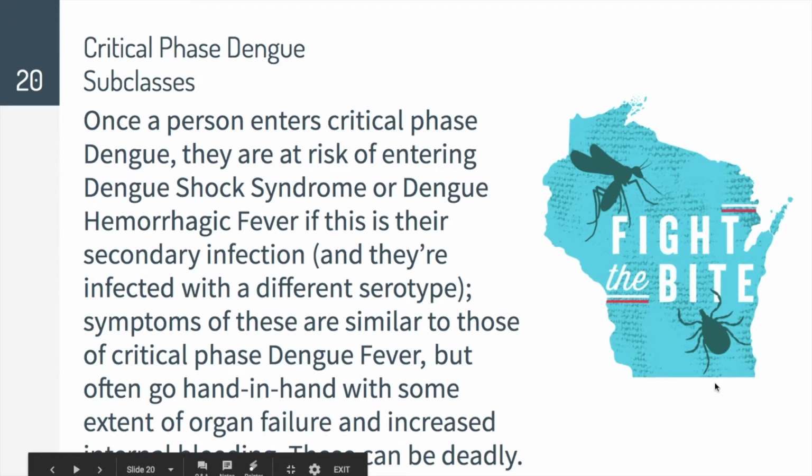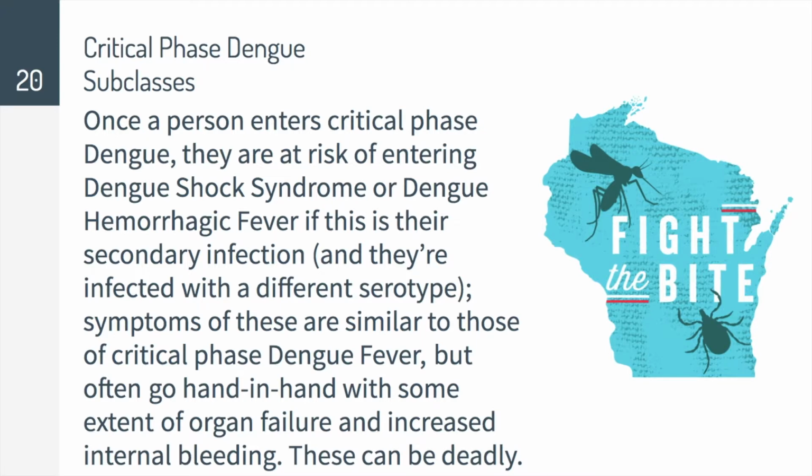So now let's talk about the critical phase subclasses of dengue. Again, this is dengue shock syndrome and dengue hemorrhagic fever. Once a person enters the critical phase of dengue, they're at risk of entering dengue shock syndrome or dengue hemorrhagic fever, especially if this is their secondary infection, meaning that they've already been infected before but with a different serotype of dengue.